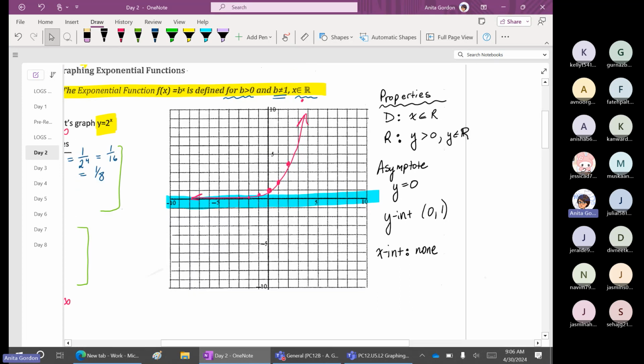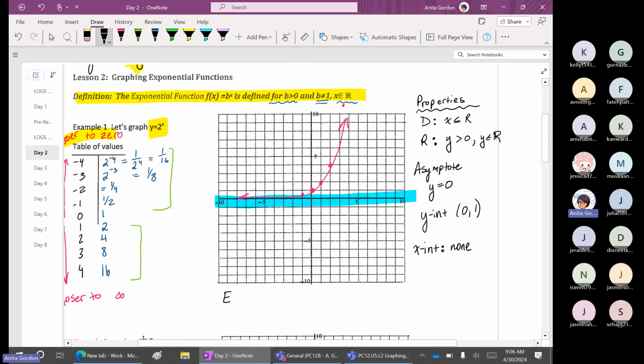Okay, this is an exponential growth function. And hopefully you can see why, because it's growing as we get more positive. And the definition of an exponential growth function is the b value, or the base of our function, has to be greater than 1, right? So here our base was 2 to the power x. If your base is greater than 1, then your exponents will make it grow.